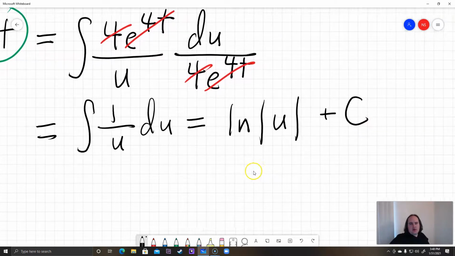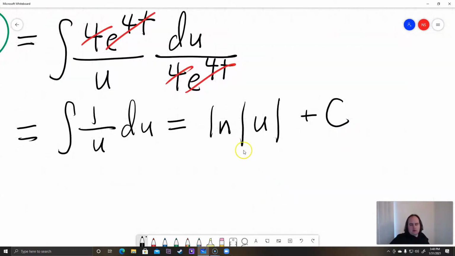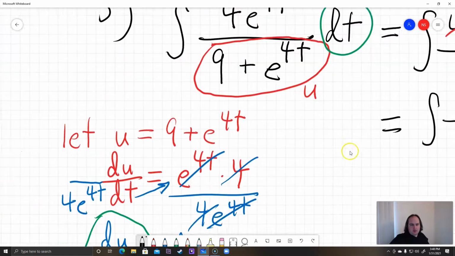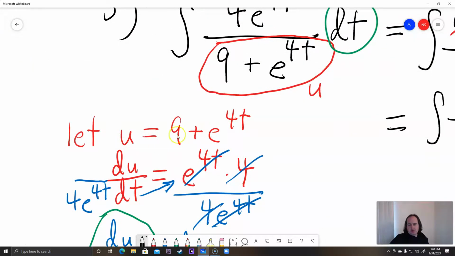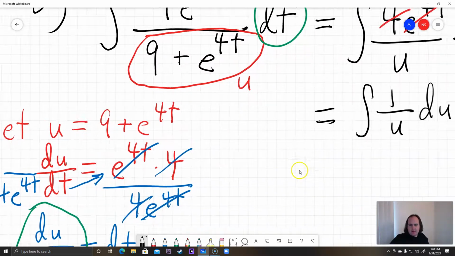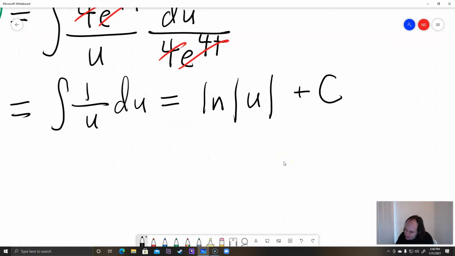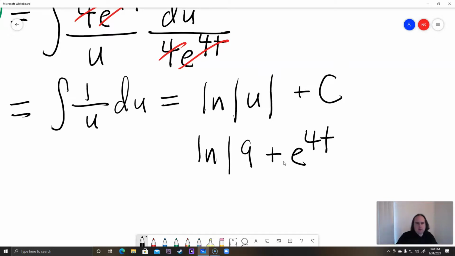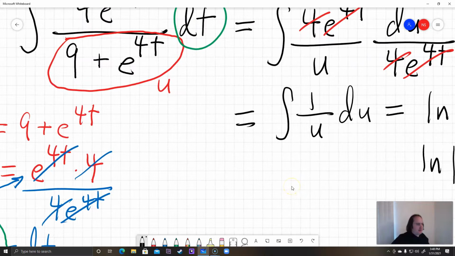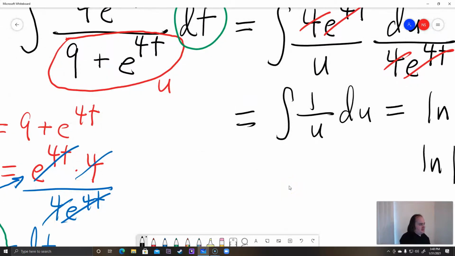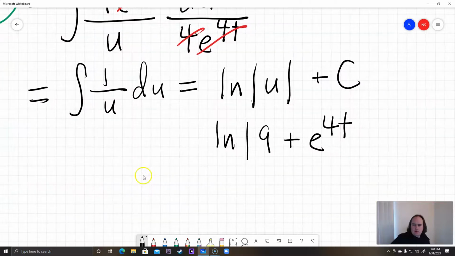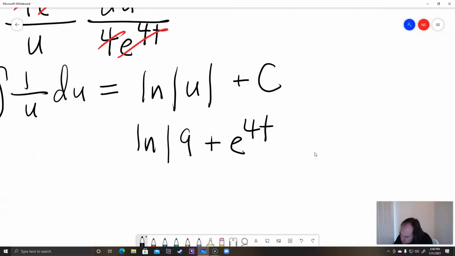And then where can we go from there? Well, there's not much else to do. All we have to do is plug back in the expression for u in terms of t. Okay, so remember we said u equals 9 plus e to the 4t, so we have to plug that in at the end here. So we have natural log of absolute value of 9 plus e to the 4t plus c.